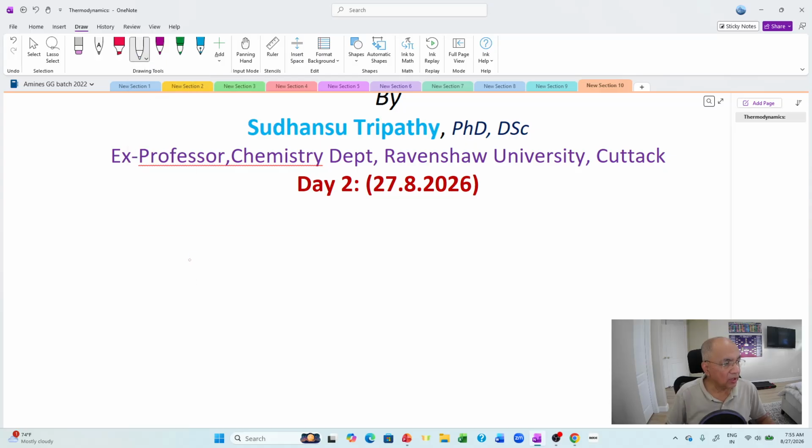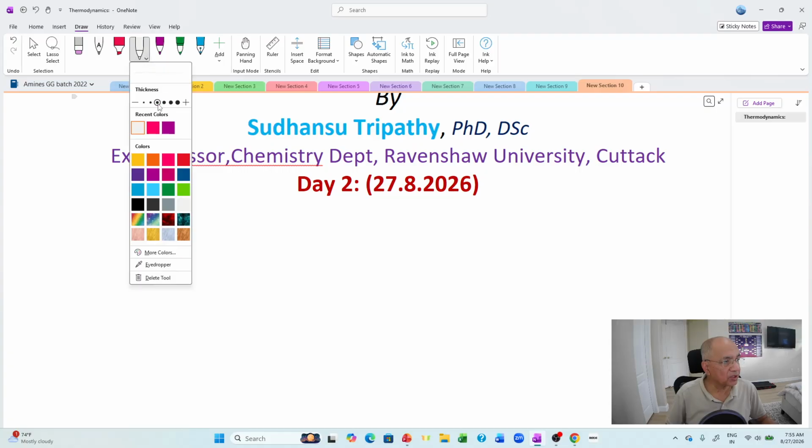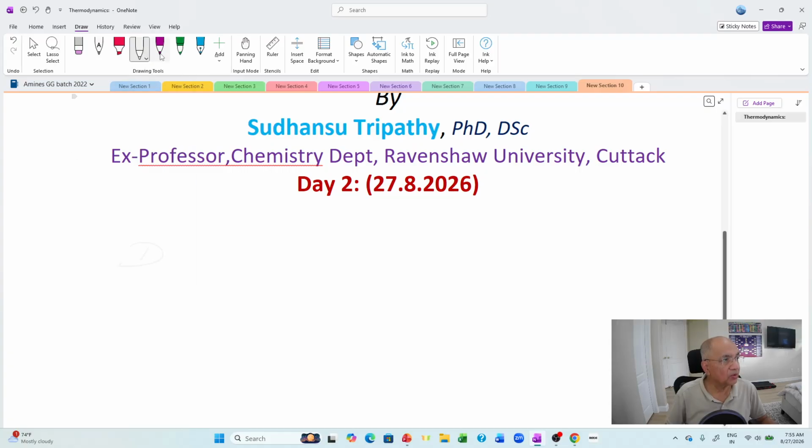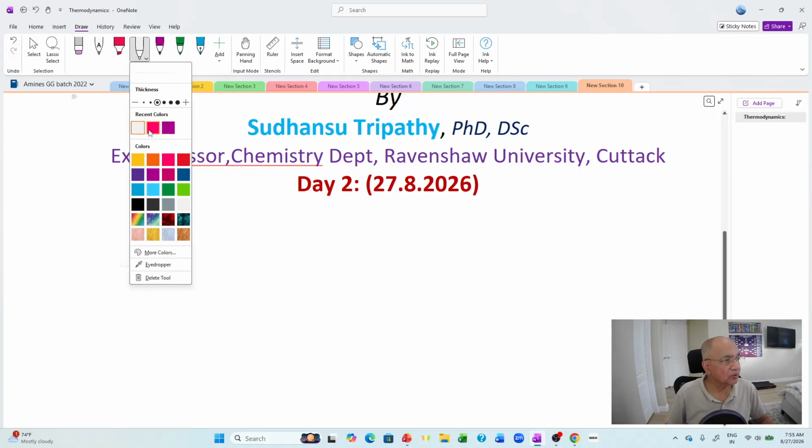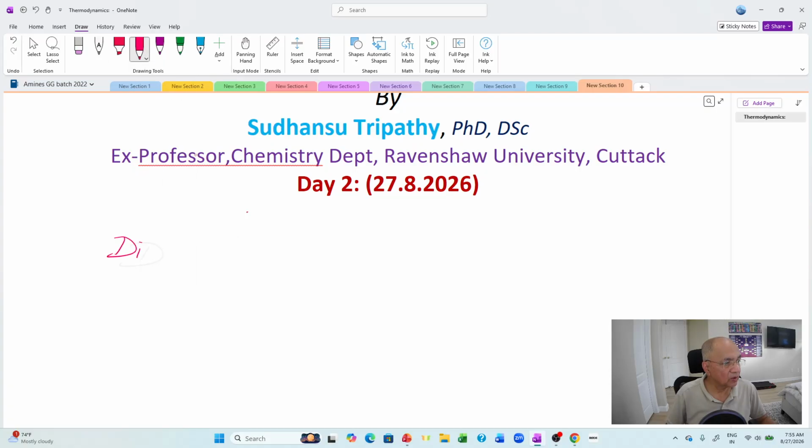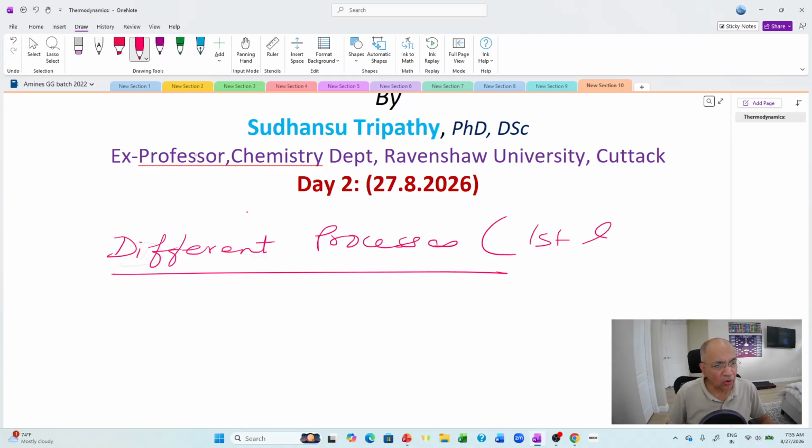Let us look to different processes. We shall be applying the first law to different processes. First, let us take up isothermal.